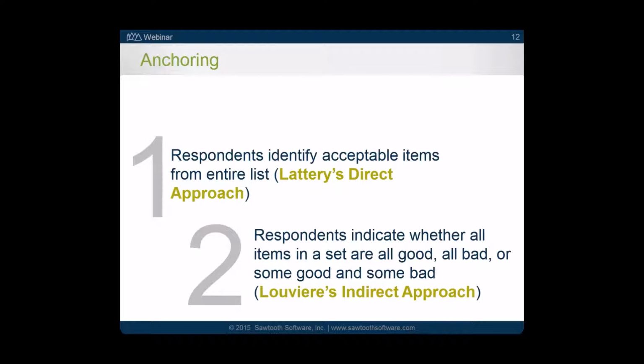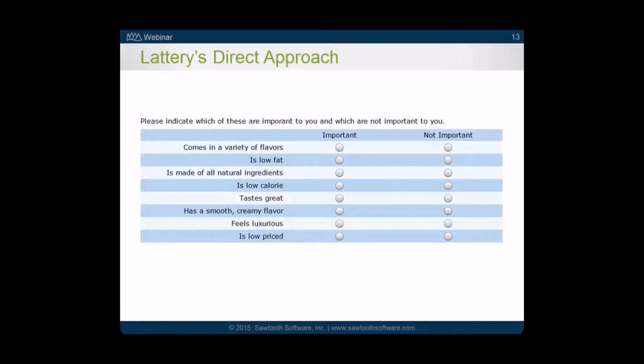There's a more direct way of doing it. My former colleague, Kevin Lattery, came up with an approach, and he said you don't really have to ask that follow-up question and come at it indirectly. You could just give people almost a checklist and say which of these things are good and which of these things are bad, and use that with your MaxDiff. So here's what Lattery's direct approach looks like. It really is just a checklist. Let's say we had a MaxDiff study with 8 attributes, or 8 items. It's these 8 attributes of ice cream flavors, the example that we've been using so far.